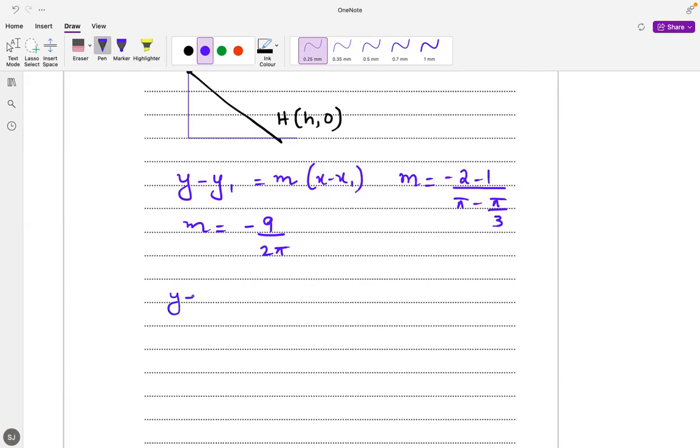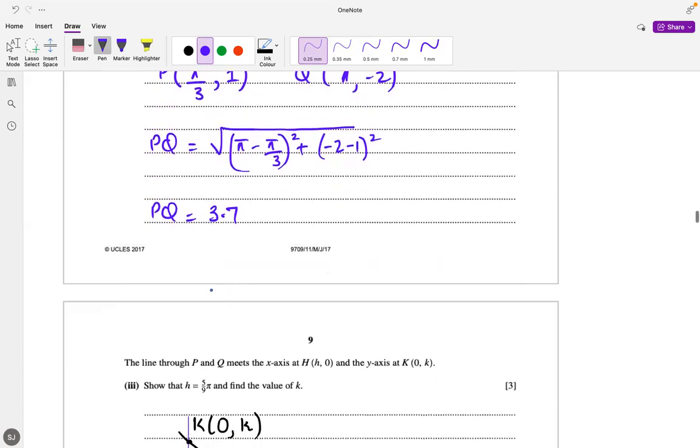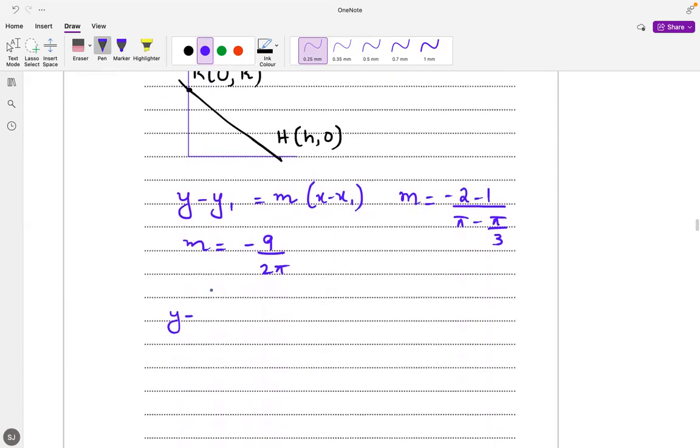We'll form the equation. We can use any of the points, so I'll be using the point P in place of x1 and y1. So this will become y minus 1 equals minus 9 upon 2 pi times x minus x1, so this will be x minus pi upon 3.